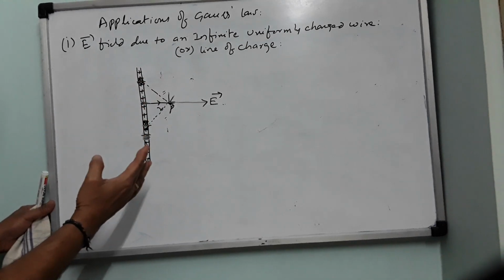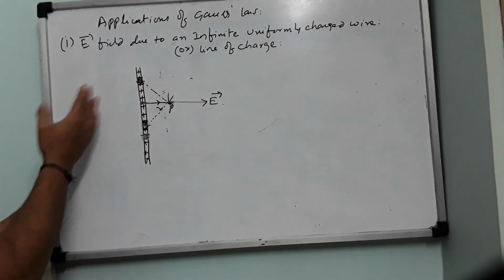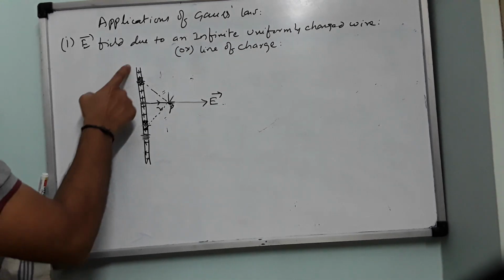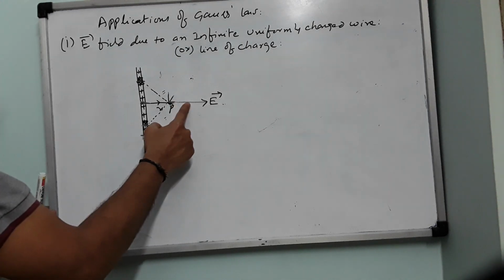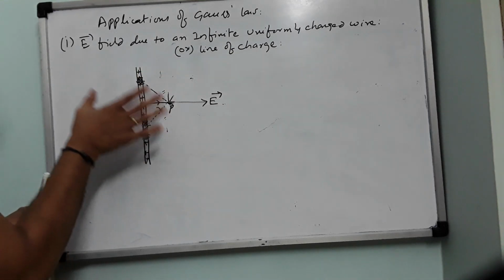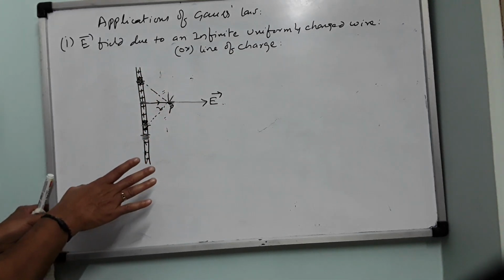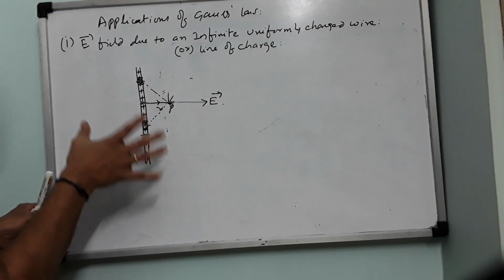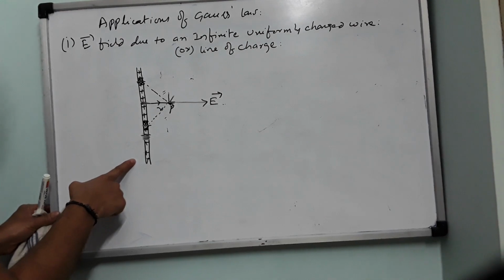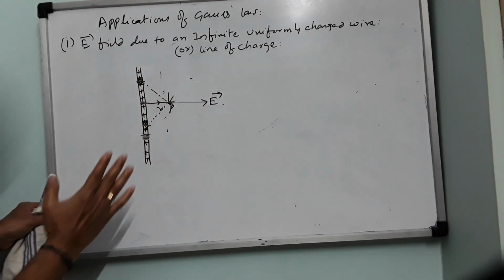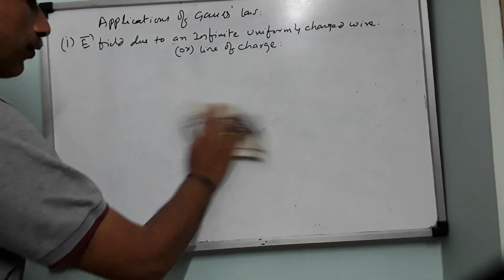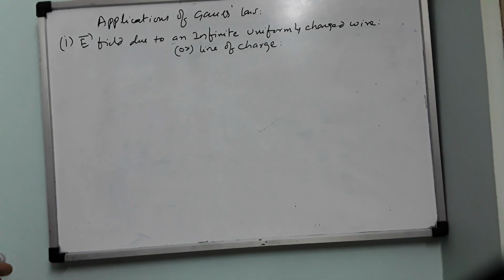So it has got equal magnitude by symmetry and radially outwards as this is a positive charge. If this wire happened to be of negative charge, this electric field will be pointing radially inwards. So these things you don't need to write in the examination as an application. This is discussed only to tell you in which direction electric field will exist for a wire which is positively charged. So it will be radially outwards.